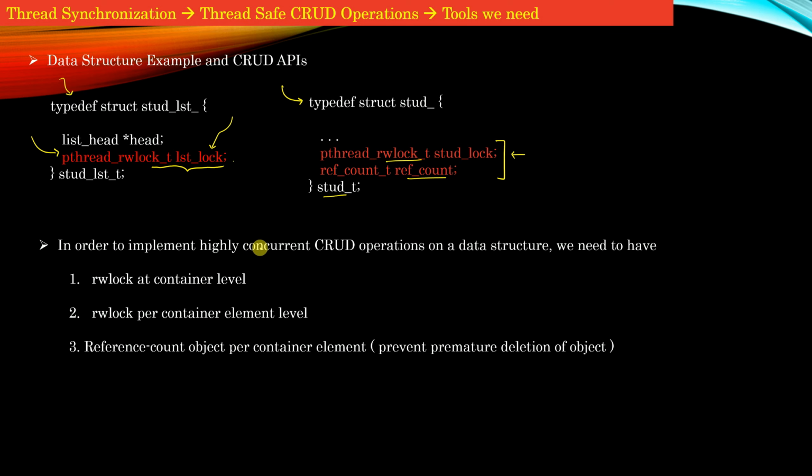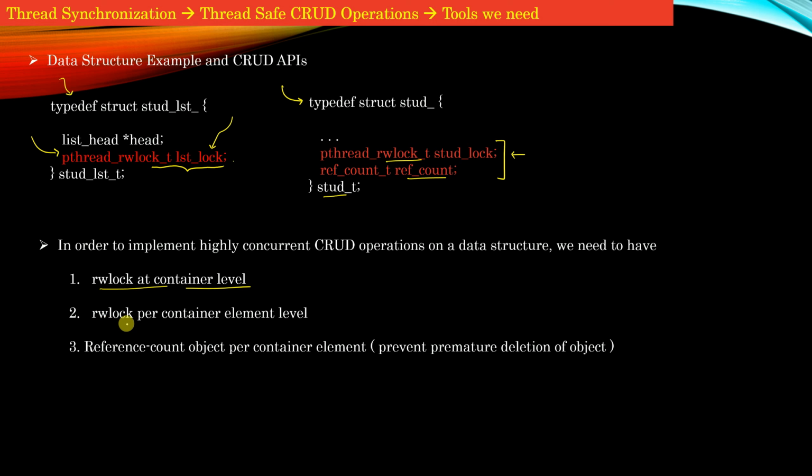So in order to implement highly concurrent thread-safe CRUD operations on our data structures, we need a read-write lock at a container level. Here container level means at a linked list level or at a tree level. All the data structures such as linked lists and trees, which are nothing but a collection of nodes, are referred to as container data structures.